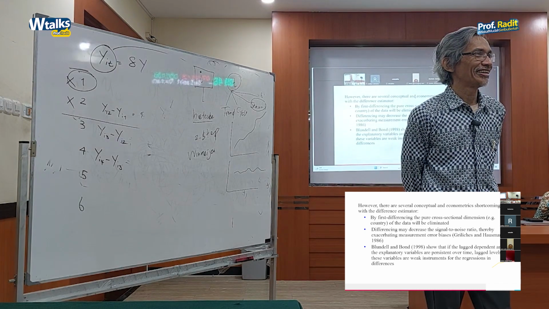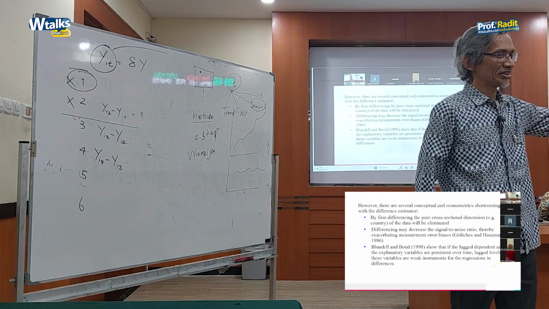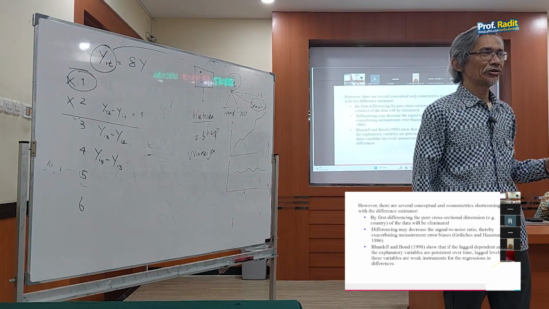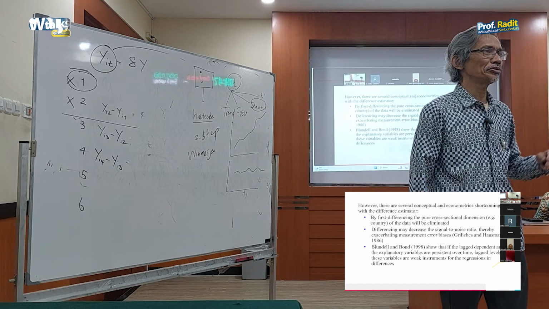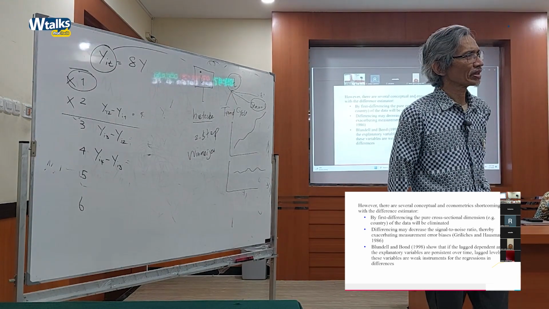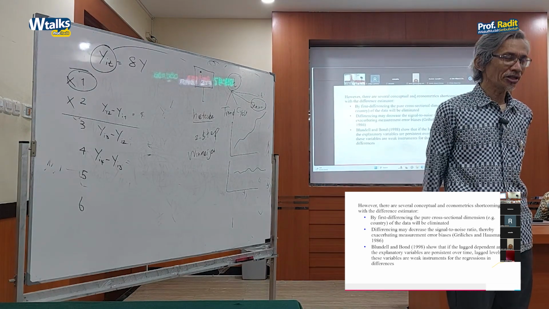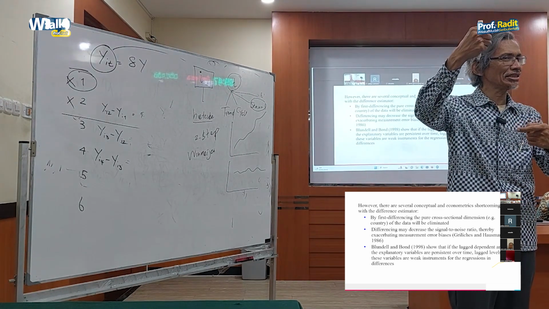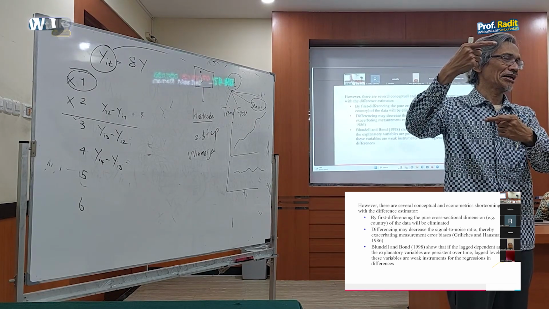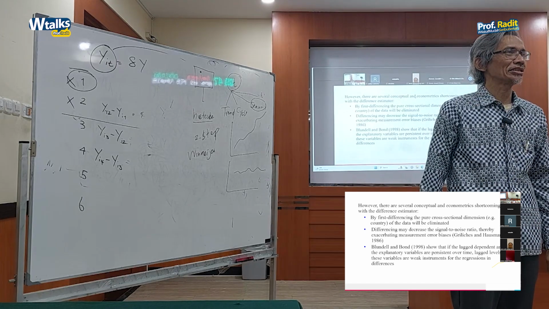Right? So you filter out information that might be useful. So how to resolve that problem? Some suggest, why not we maintain both? Why not we use both the level equation as well as the first difference equations and make it as a system, and run the estimations?